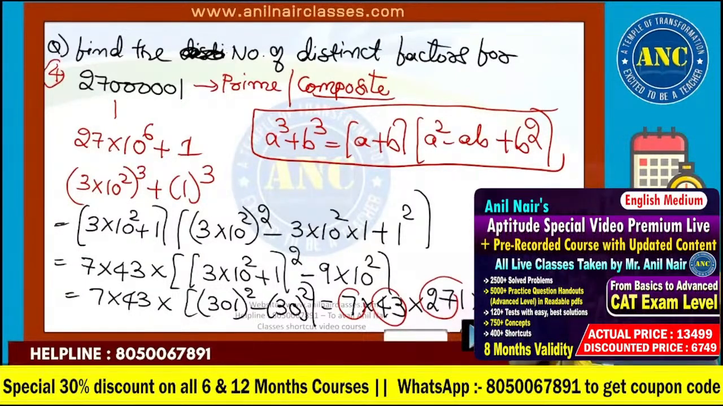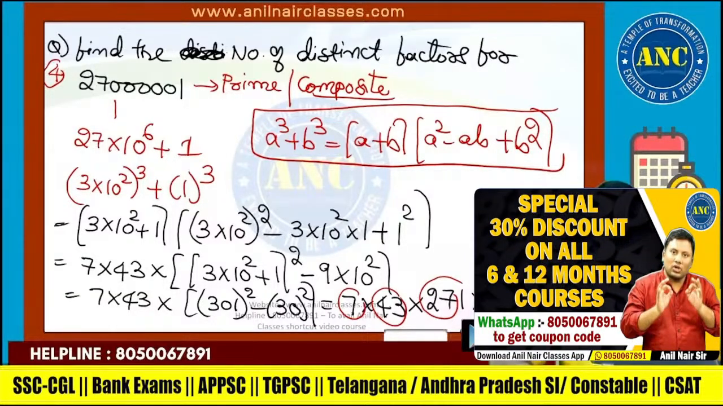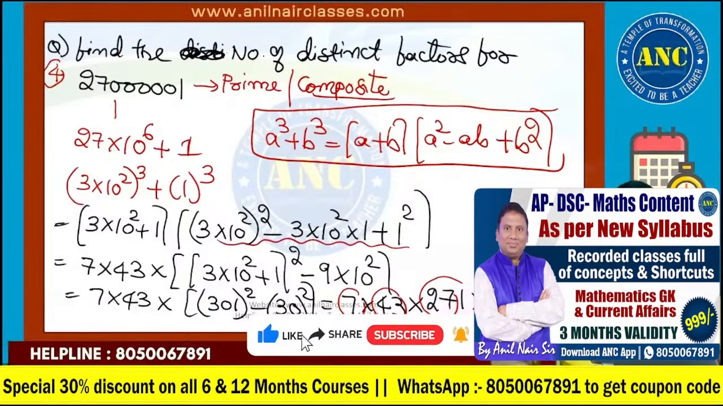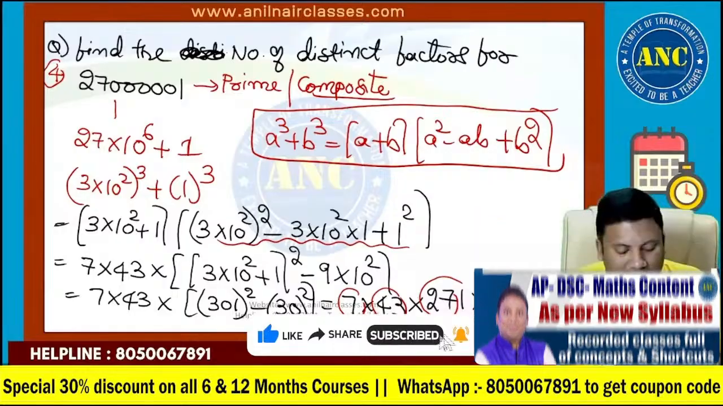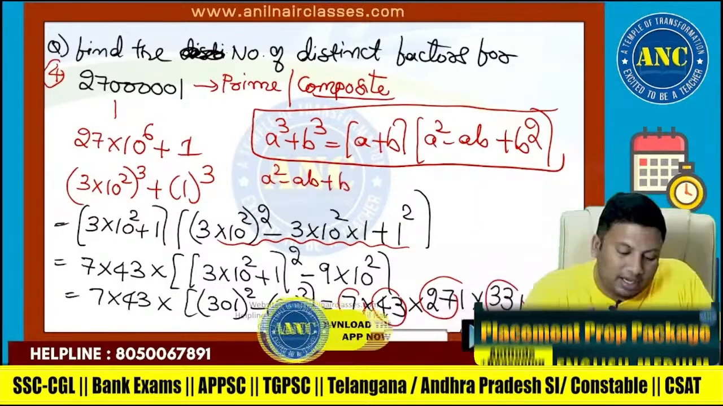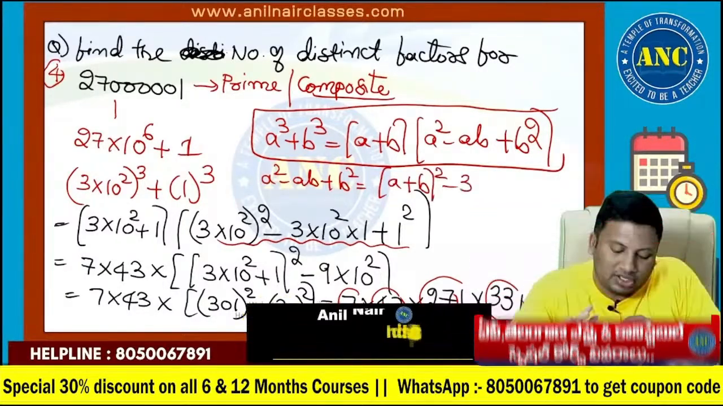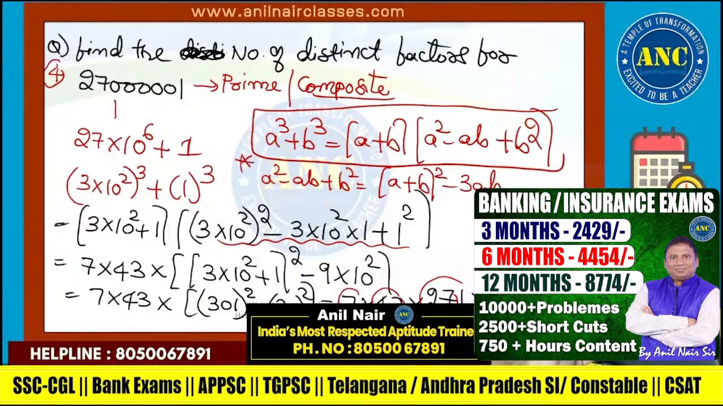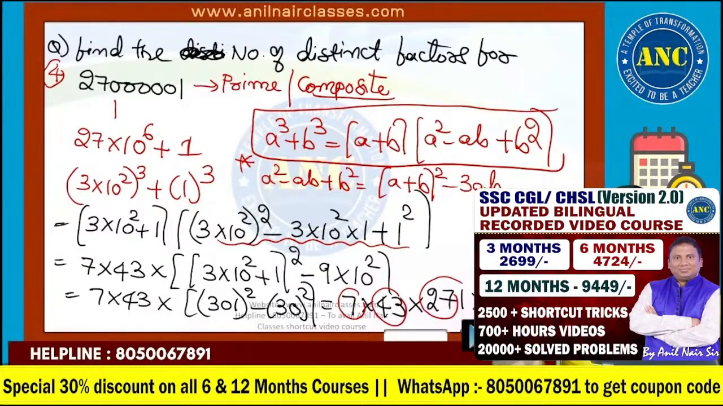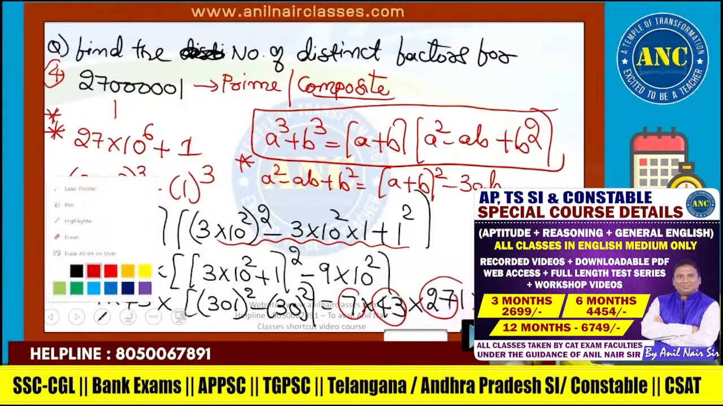Generally, finding prime factors using A cube plus B cube is something which you have not seen in any of the textbooks. How am I writing A square minus AB plus B square? As A plus B whole square minus 3AB. This is what I used to solve the problem: (3 into 10 square plus 1) whole square minus 9 into 10 square. Please put a star mark on this question. This is how you should find the factors.